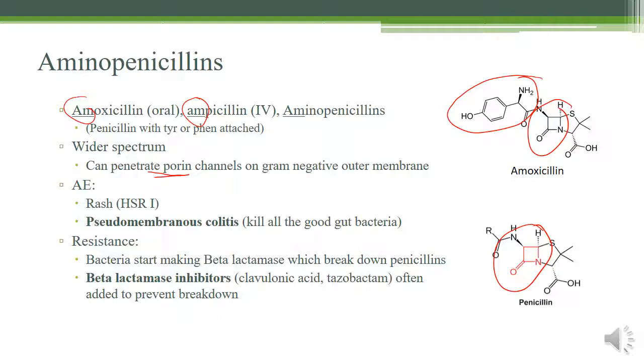As I told you earlier, gram-negatives tend to be more difficult to treat than gram-positives because they have an outer membrane with selective porin channels. If we can trick these channels into thinking that these are amino acids rather than antibiotics, we can possibly get in there and damage their cell wall and cause them to burst. Again, the adverse effect is just a rash, but most people don't really ask that. Now, what they do ask is pseudomembranous colitis.